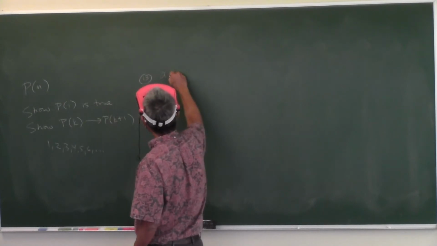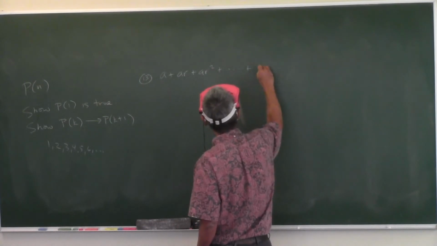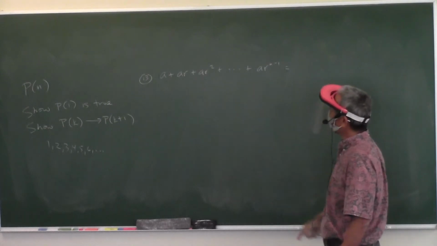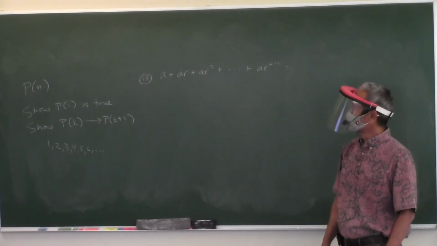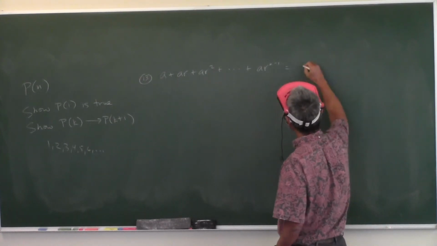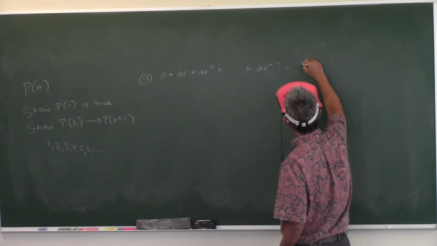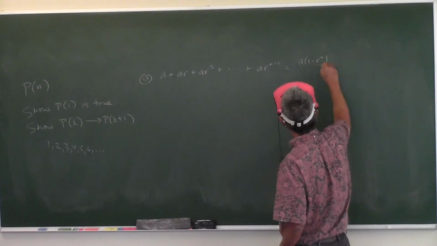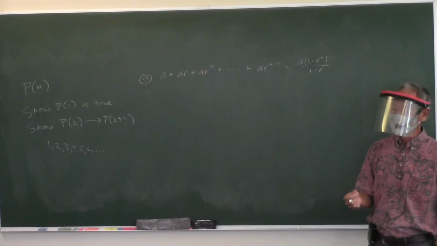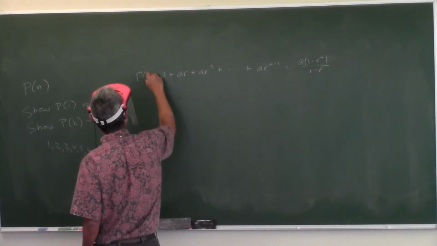13. A plus AR plus AR squared plus dot dot dot plus AR to the n minus 1. And what is that? That is the sum of a geometric series, right? So the sum of the terms of a geometric series equals the first term, 1 minus r to the n, all over 1 minus r, right? The sum of the first n terms of a geometric series. So this is your statement, P of n.